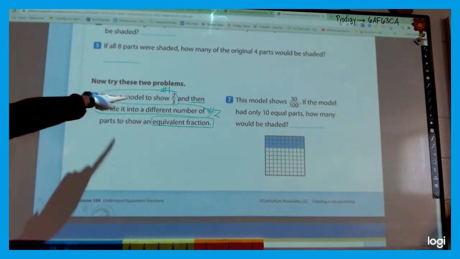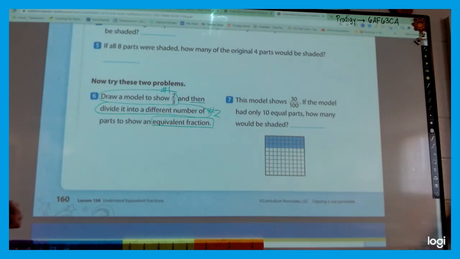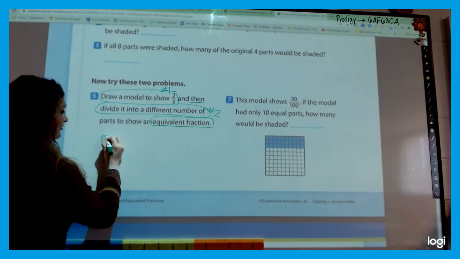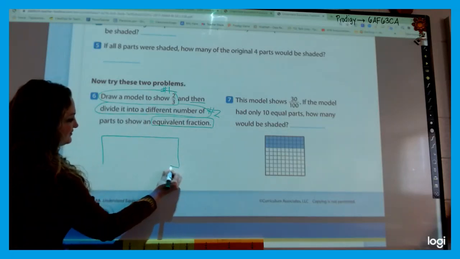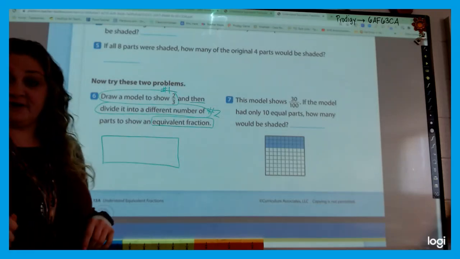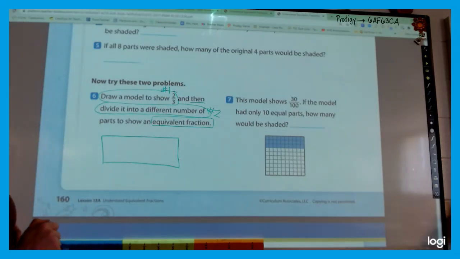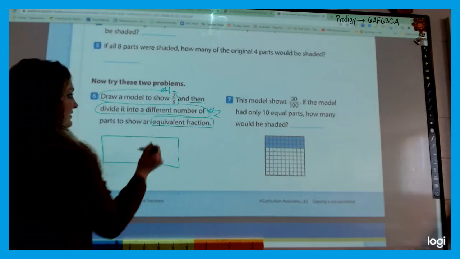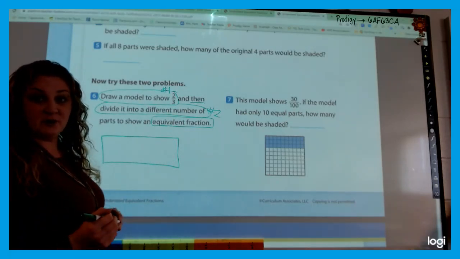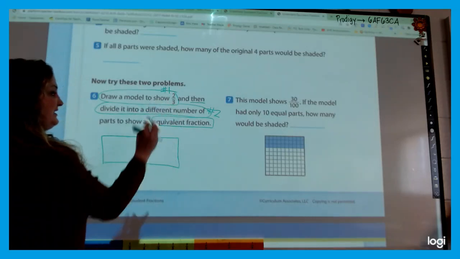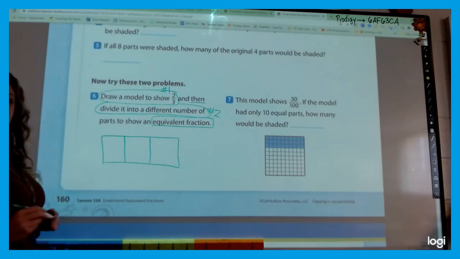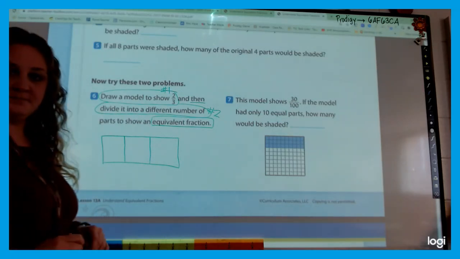First, we need to draw a model to show 2/3. So I am going to draw a rectangular model. These are usually easier for me to draw. You don't have to do it perfectly, just try to be as neat as you can. And we need to show 2/3. So when I'm trying to draw a fraction, my denominator tells me how many equal parts. So the 3 tells me I need to have 3 parts. So do your best to make them look close to even.